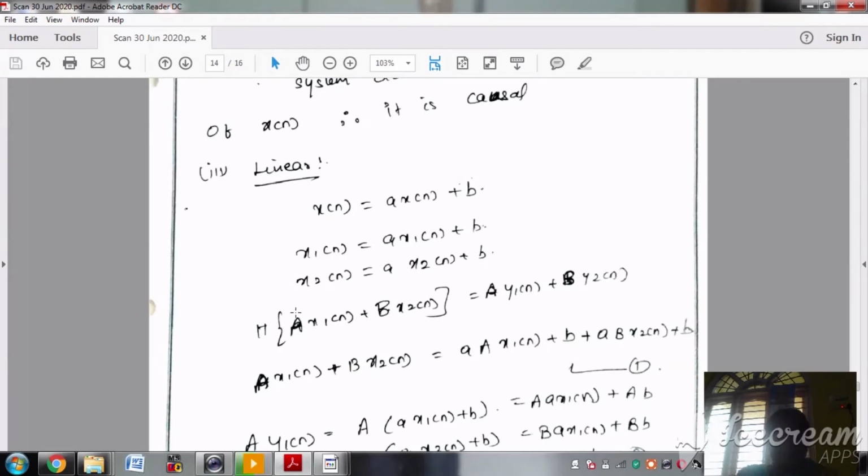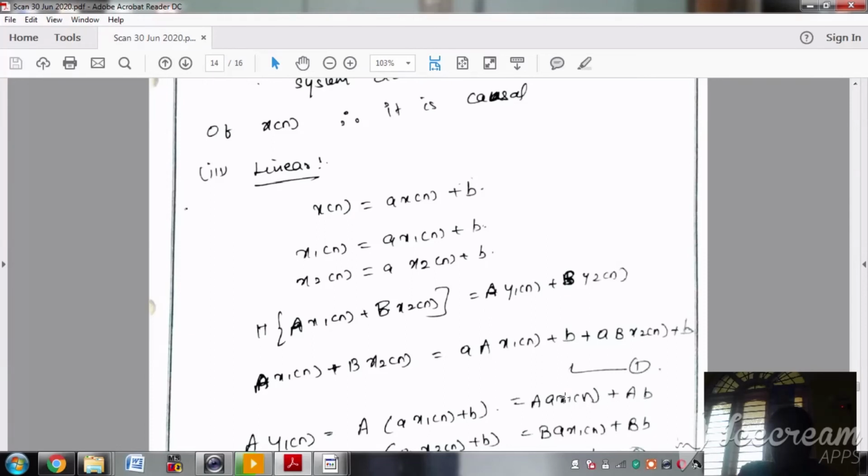Every linear system should satisfy both this scaling and the additive property. So here I have multiplied capital A with x1 of n. You can use any factor. Here I already have a, that's why I am using capital A. Generally we use A, B; input will be X and output will be Y. Wherever x of n is there, I should multiply this capital A. So I multiply small a into capital A x1 of n, and wherever x2 of n is there, I multiply B. So B into x2 of n is my input.